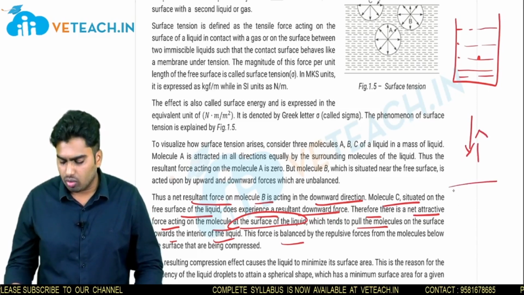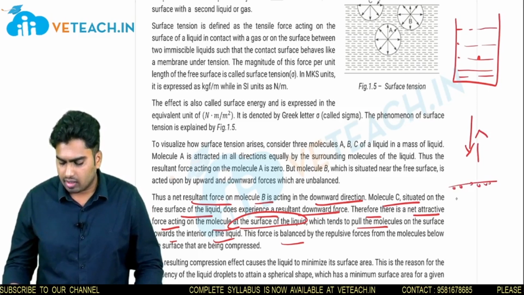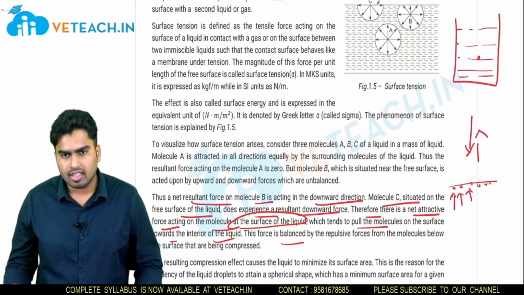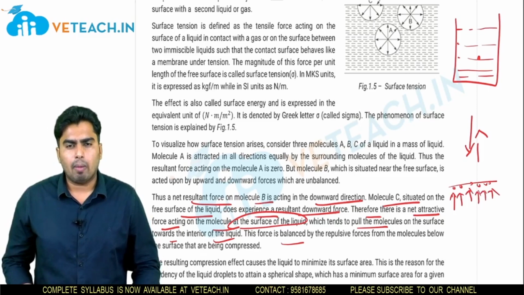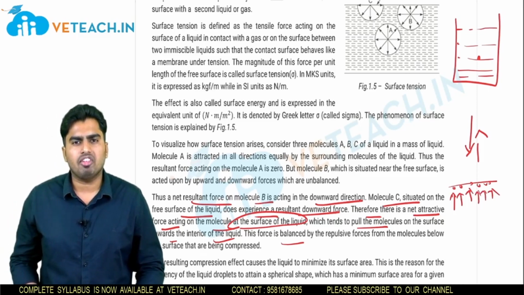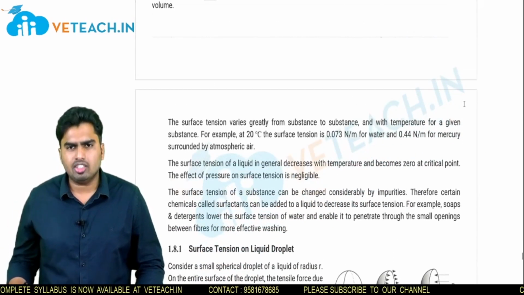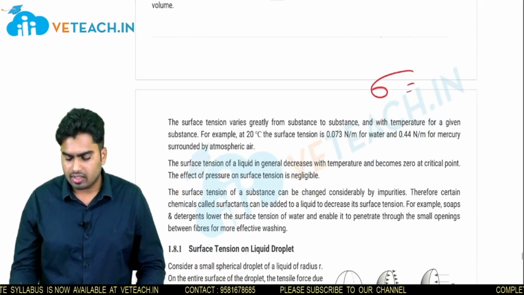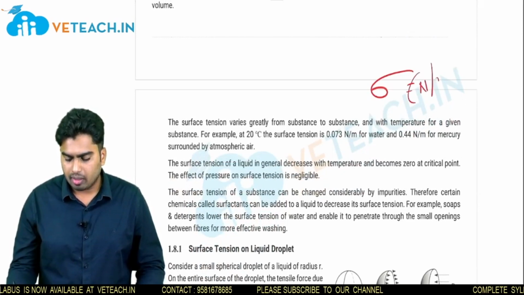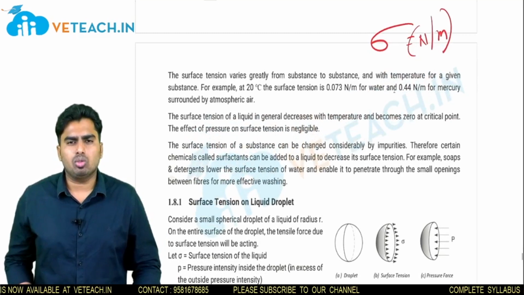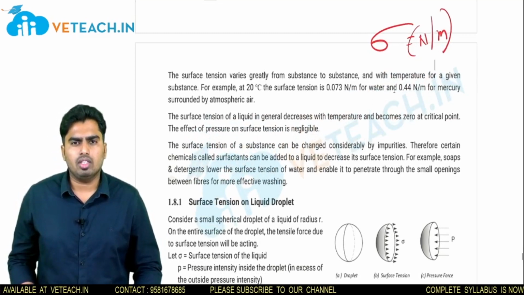So every molecule near the layer will exert some repulsive force like this, and this repulsive force per unit length is known as surface tension. Surface tension is denoted with the symbol sigma, it has units of Newton per meter, and surface tension is due to the cohesive property of the liquid.